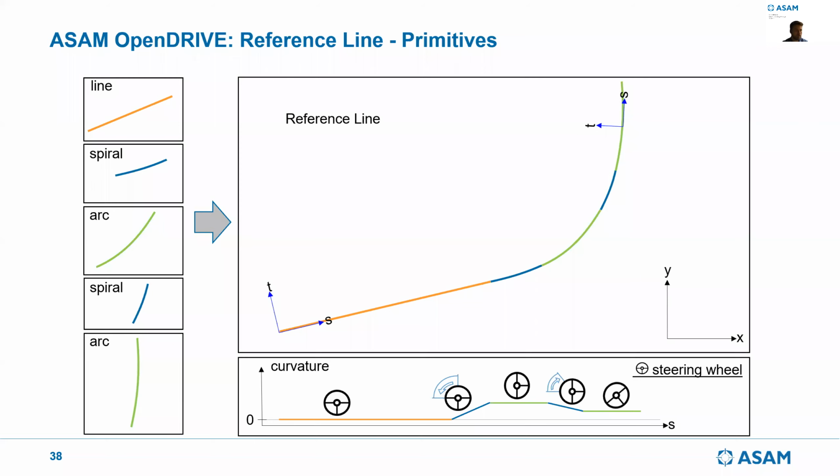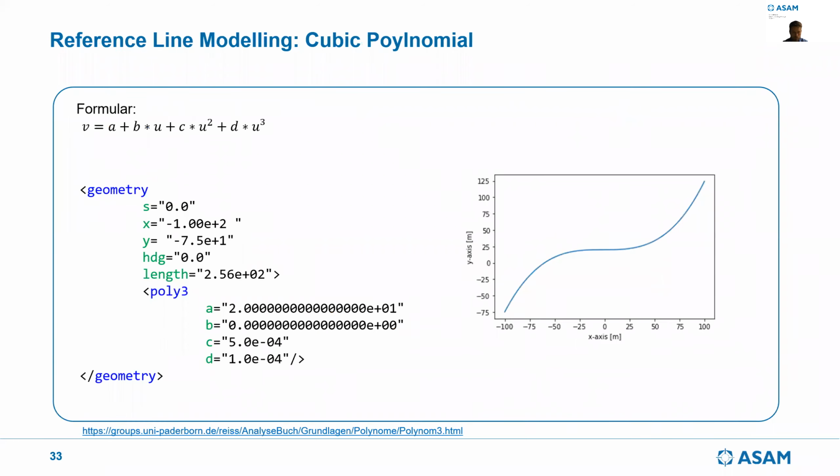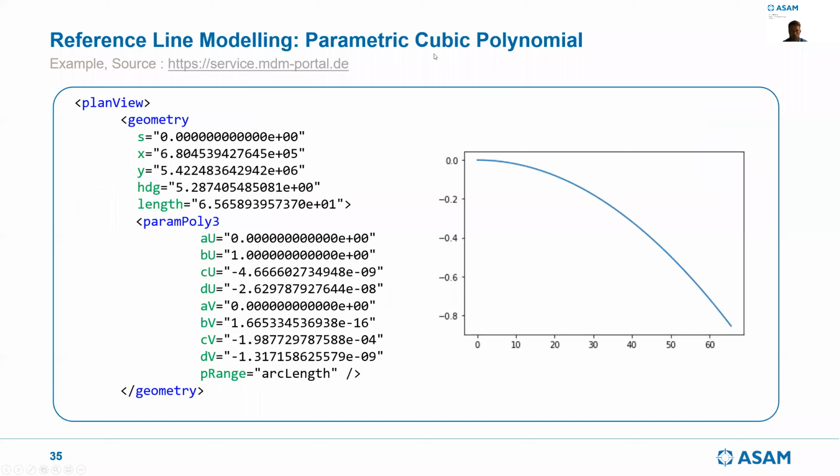Then there's the question, what is the difference between poly3 and param-poly3? Let me go back to that slide. The difference here is that you calculate your v coordinate directly from u. You've got a third order polynomial and you only get those 4 parameters to define your road network, or the reference line element in that case. And if you go to the parametric cubic polynomial, that actually gives you 8 parameters, additionally to the arc length of that element, and lets you optimize a bit further.